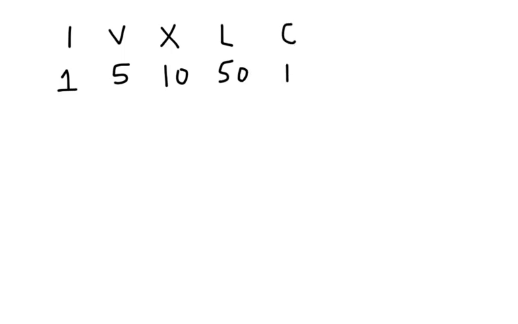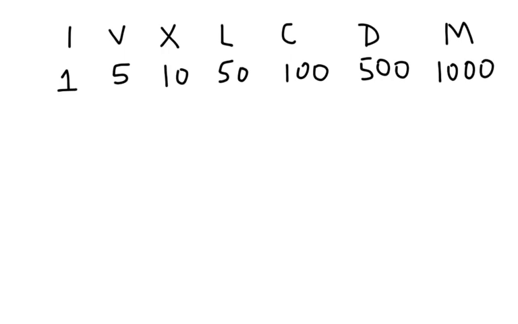The symbols and values that we need to be aware of with the Roman numeral system are a symbol for the value of 1, a symbol for 5, a symbol for 10, a symbol for 50, a symbol for 100, a symbol for 500, and a symbol for 1000. These are the symbols that we'll be using that you'll need to be familiar with.